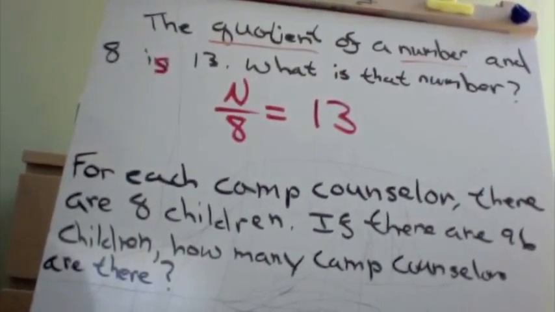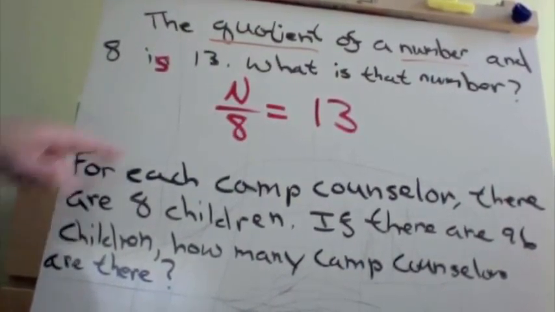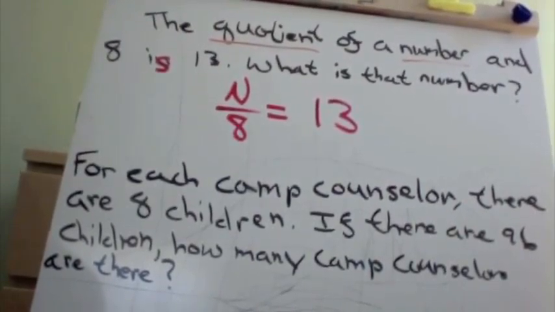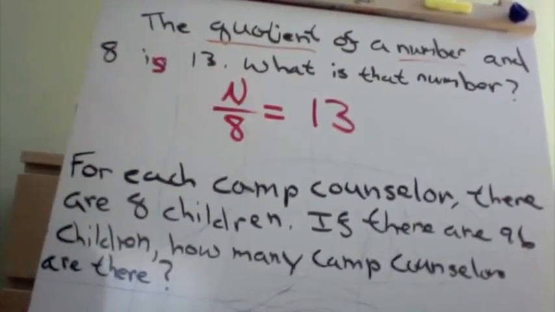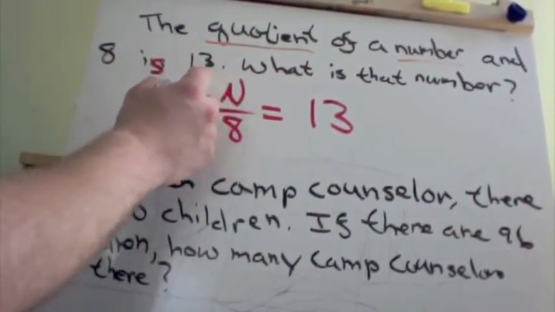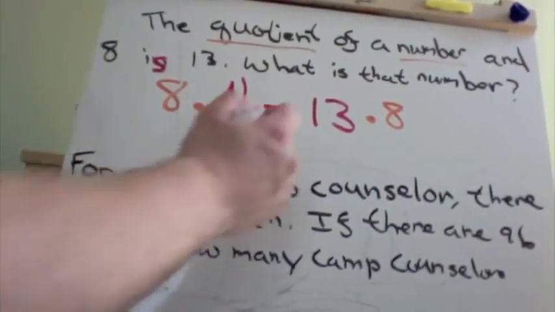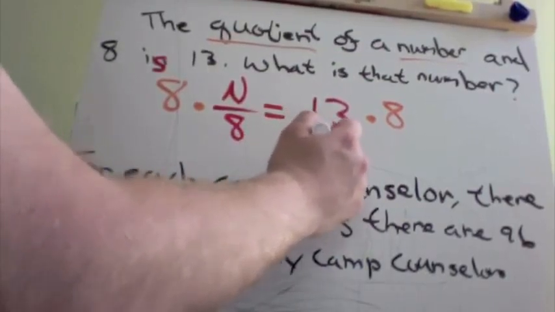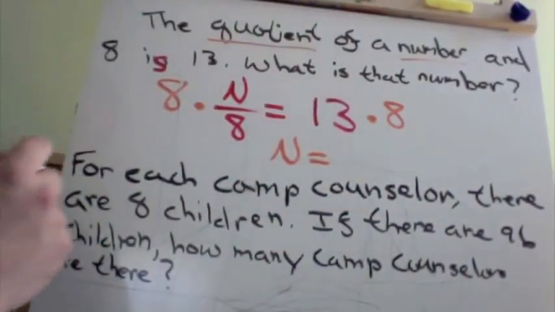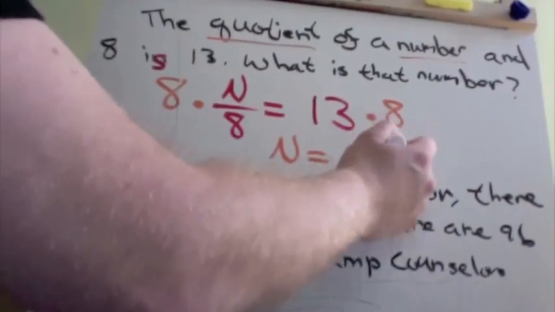So now we're going to take things the extra step that we didn't do before, and we're going to solve for this. So we solve for n. Since we're dividing by 8, we are going to, you guessed it, multiply by 8. Since we do it to one side of the equation, we have to do it to the other to maintain that balance. So now we have n equals 13 times 8, which is 104.